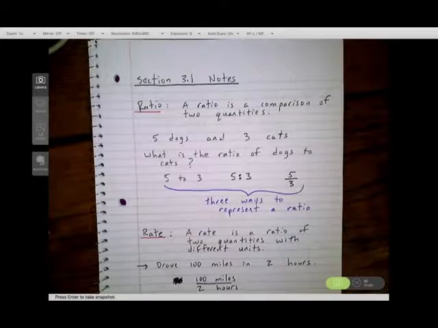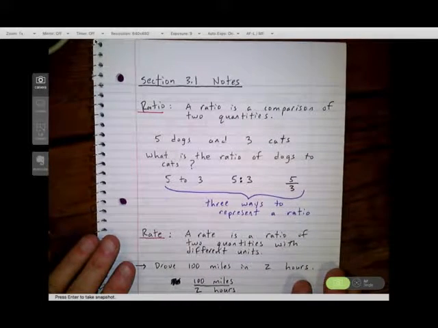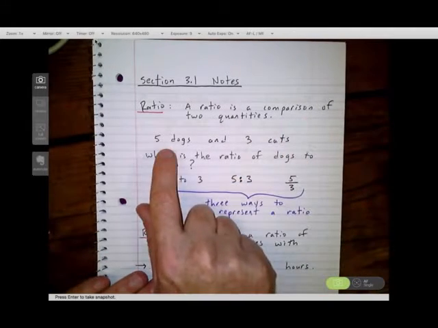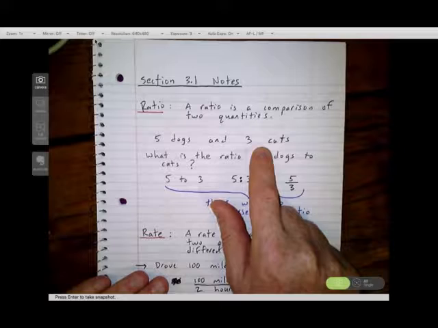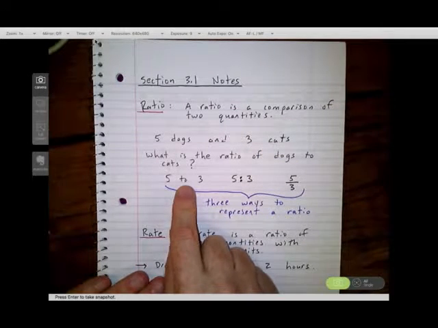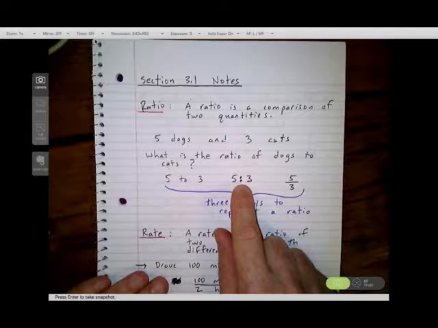In this section, we're going to start looking at ratios, and we're going to look at these for really the whole chapter. A ratio is just a comparison of two quantities. So, for example, if we have 5 dogs and 3 cats, what's the ratio of dogs to cats? Well, we could write it this way, 5 to 3, using the word "to." We could use these two dots or this colon here, 5 to 3 is another way to write it.